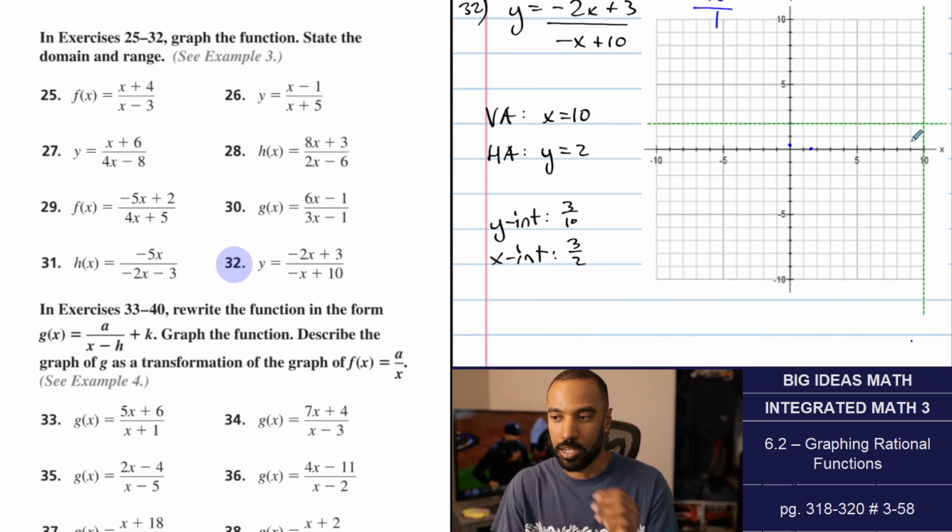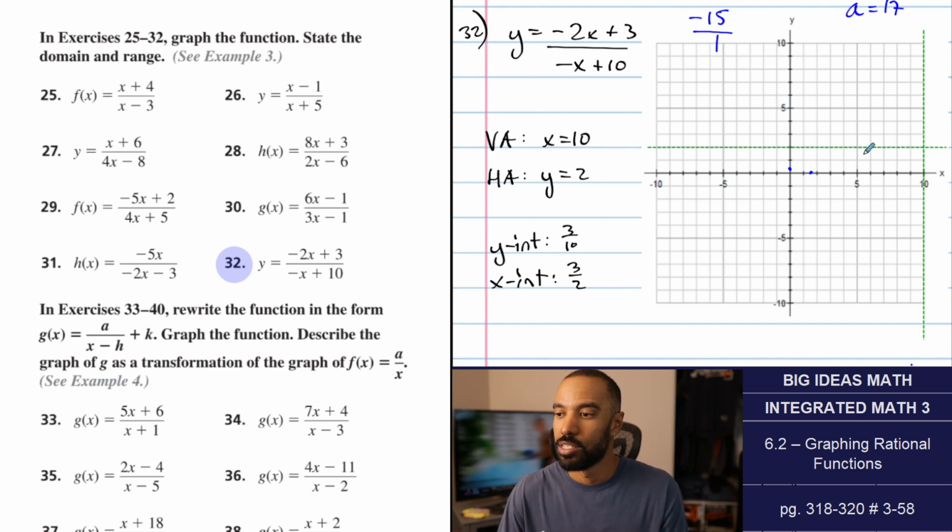17 can't divide by any good numbers other than, well, 17. 17 over 17 is 1. If you want me to kind of prove this one, I go to negative 7. I should be able to substitute negative 7 for x, and I should get positive 1 for y.